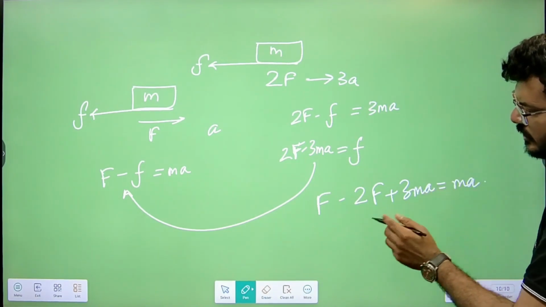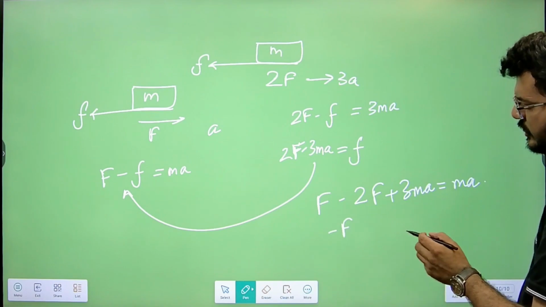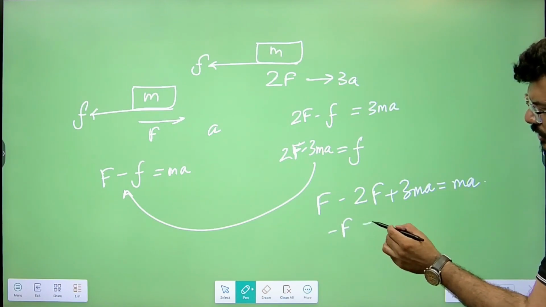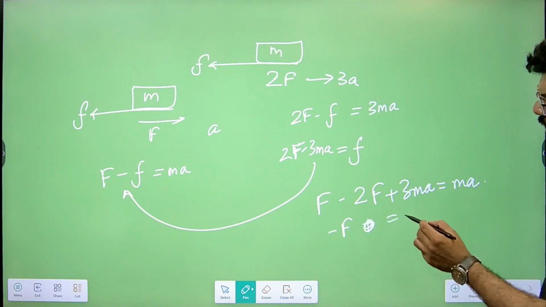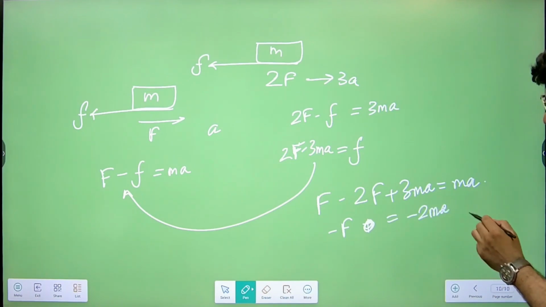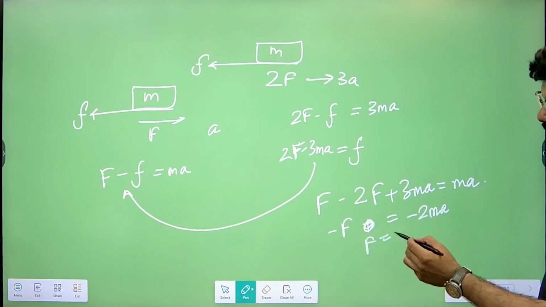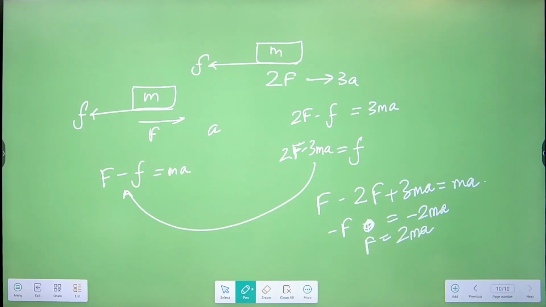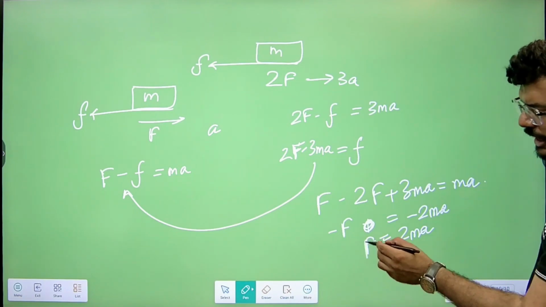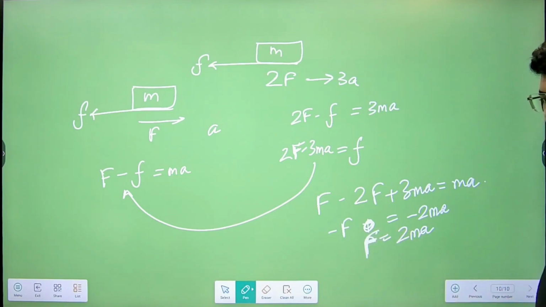Let's say it is equal to minus 2ma, right? So F is equal to 2ma. F equals 2ma. No, not small f, capital F, the force you need to give. Okay.